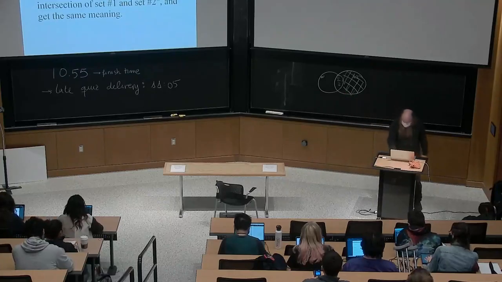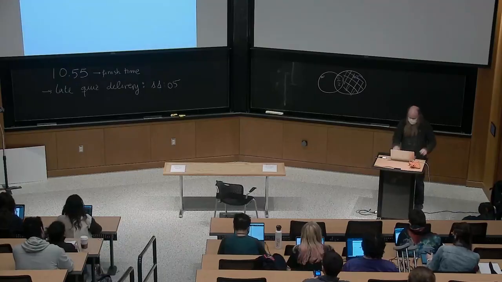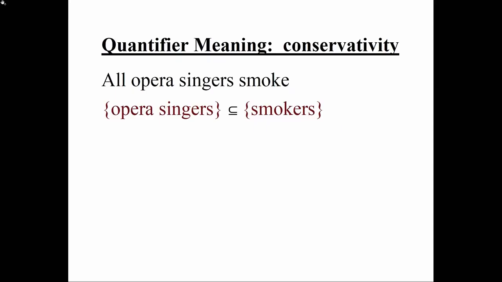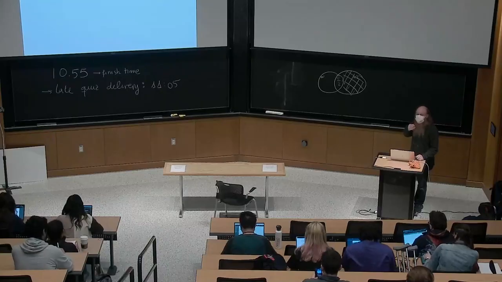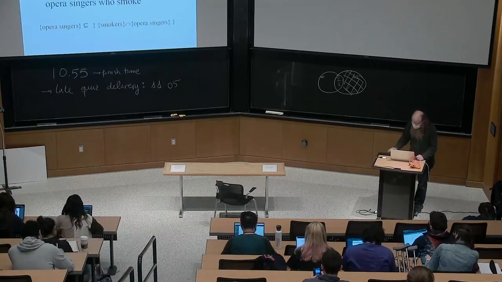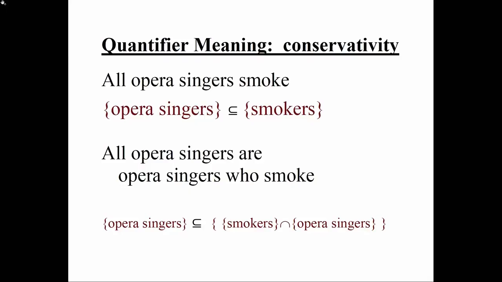That's a fact about natural language quantifiers. And it's not a necessary fact. So here's an example. If I say all opera singers smoke, which I believe to be false, but anyway, I'm making a claim about the relationship between the set of opera singers and the set of smokers. I'm saying that the set of opera singers is completely contained in the set of smokers. But that's essentially the same thing. It is the same thing as saying that all opera singers are opera singers who smoke. That is, opera singers are all in the set of smoking opera singers.